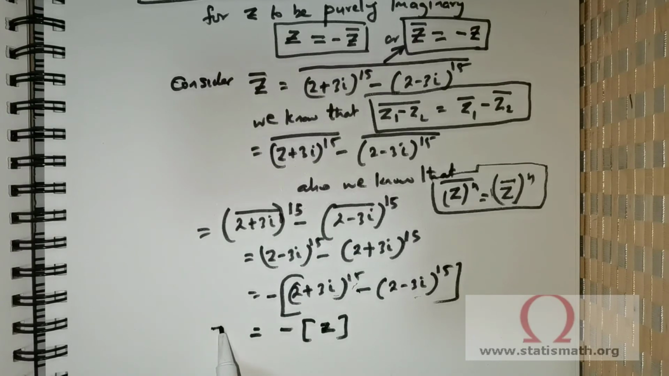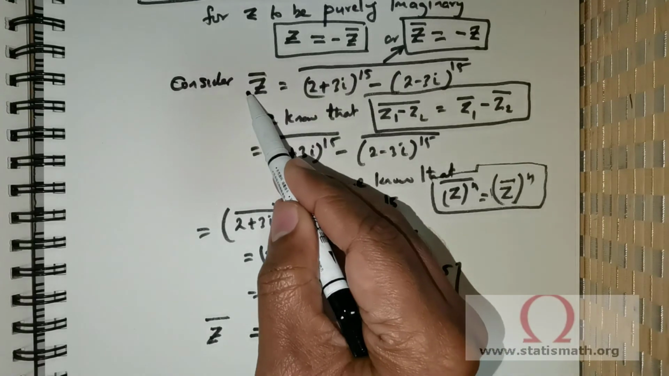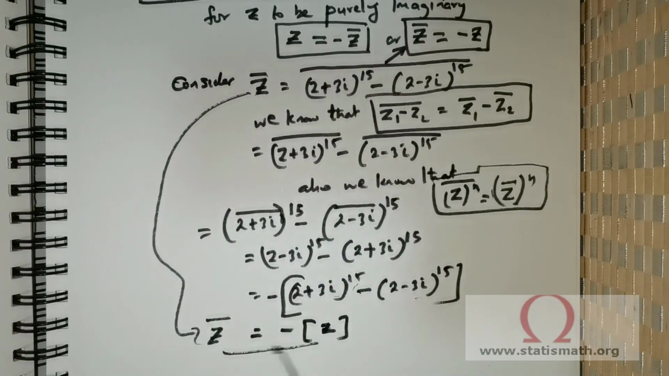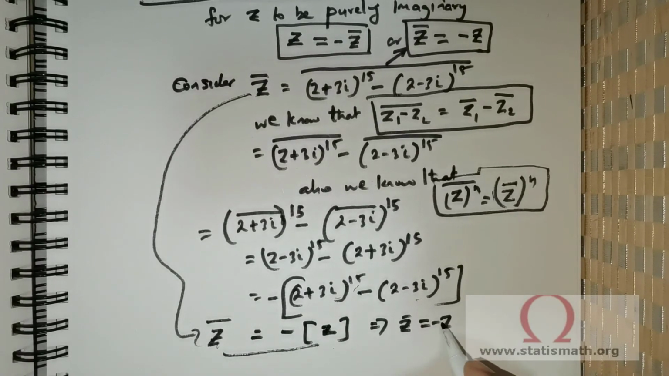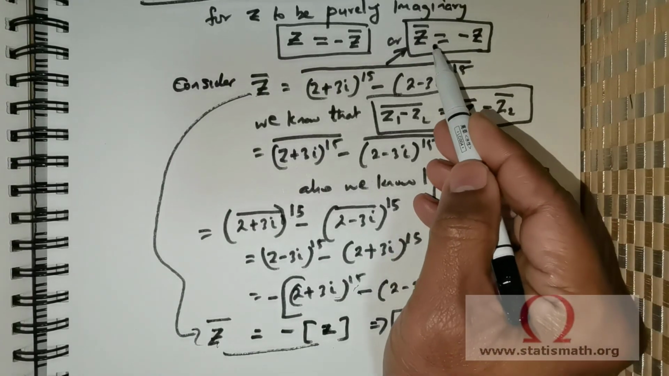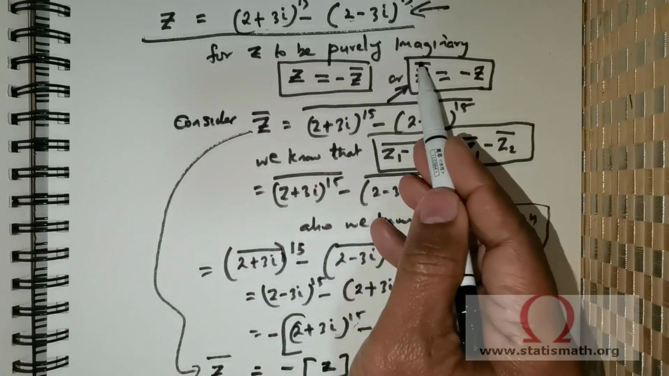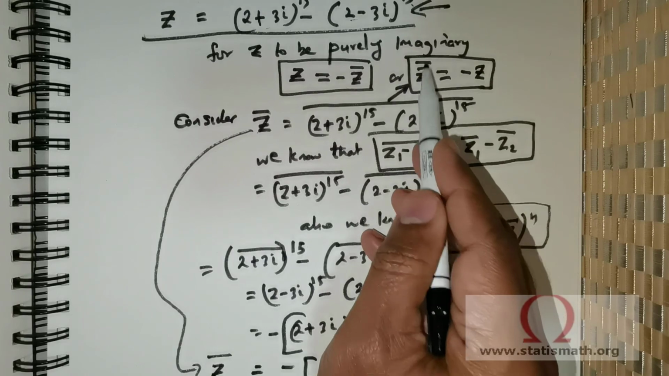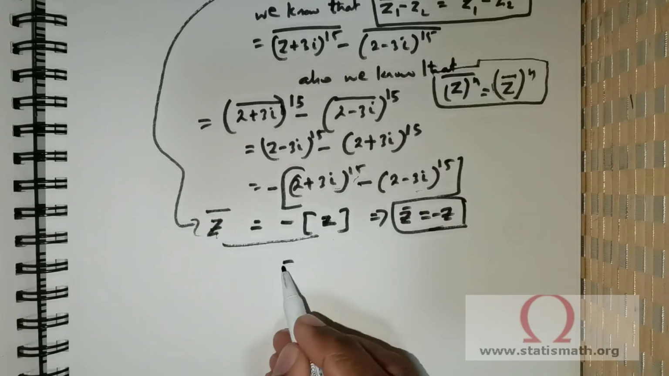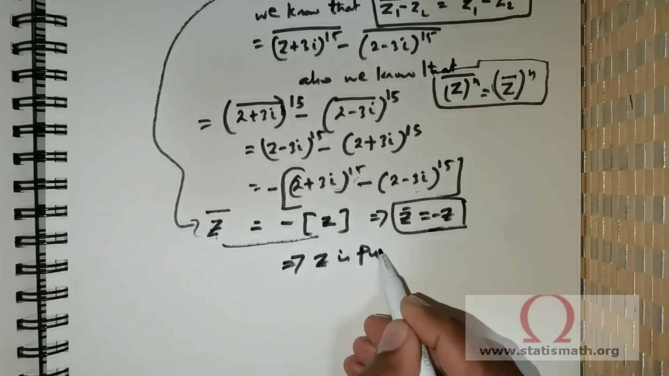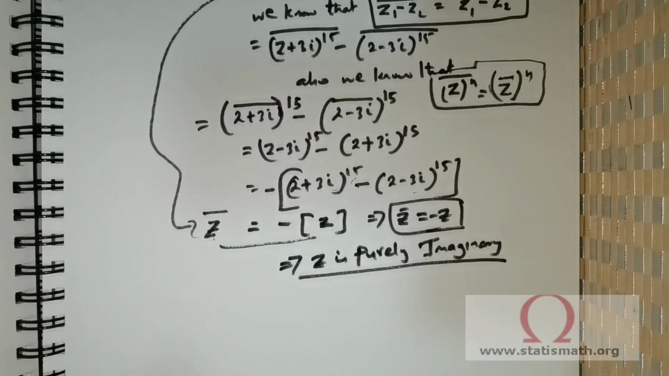But what's on the left side? The left side is z bar. From this we have exactly shown that z bar is equal to negative z. This is what we were trying to achieve, right? For z to be purely imaginary, the conjugate of z should be equal to negative z. So we have achieved that. So this implies z is purely imaginary. So that completes the solution to this question, students.